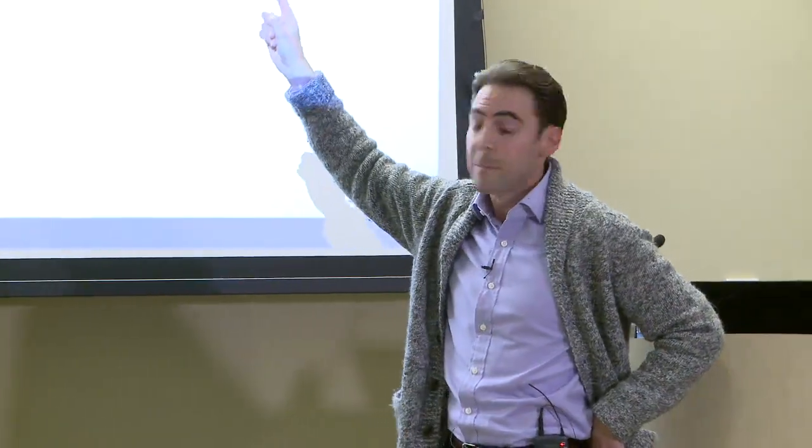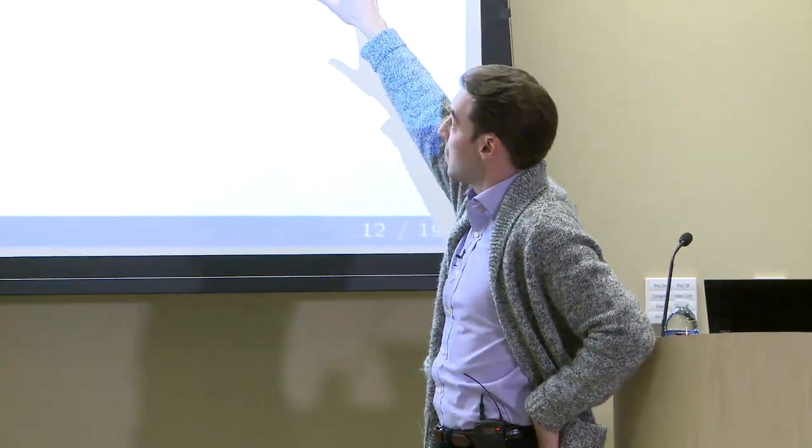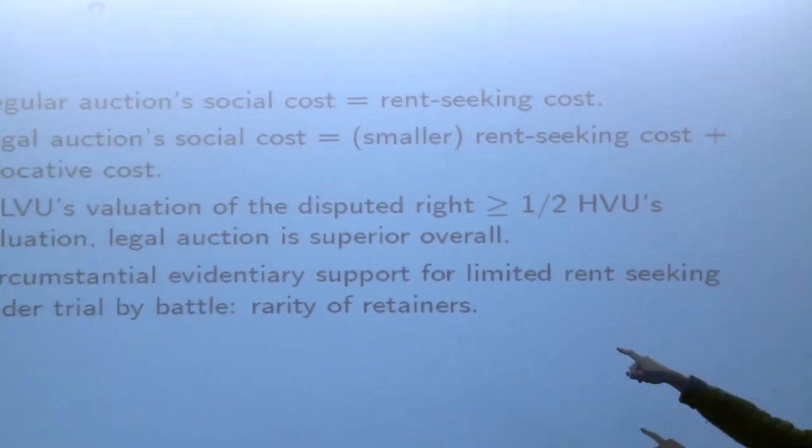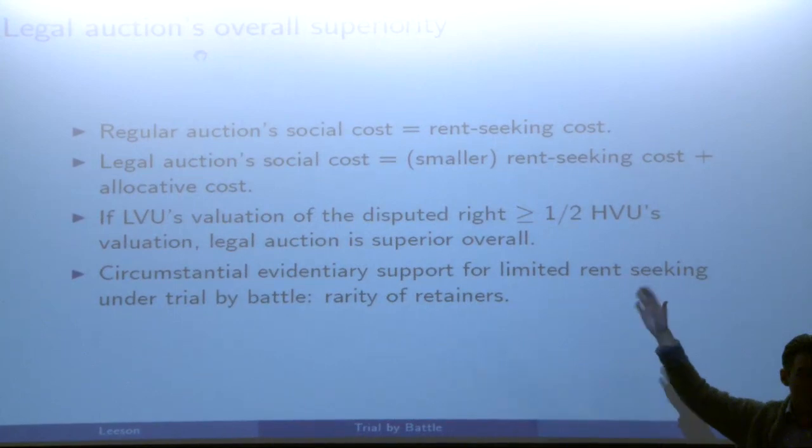So what we need to do in order to determine which of these auctions is going to be superior overall, a regular or a legal one, which one has a lower total social cost, is to consider regular auctions' rent-seeking costs, those higher bid levels, plus, which isn't up here because it's zero, its allocative cost. It's allocatively efficient, so it has no allocative cost. We need to compare then regular auctions' rent-seeking cost to a legal auction's lower rent-seeking cost. It produces lower bid levels, but has a positive level of allocative inefficiency. Those are the two things that need to be weighed.